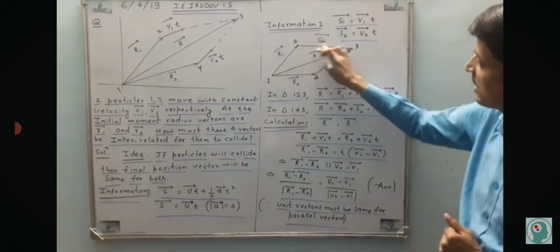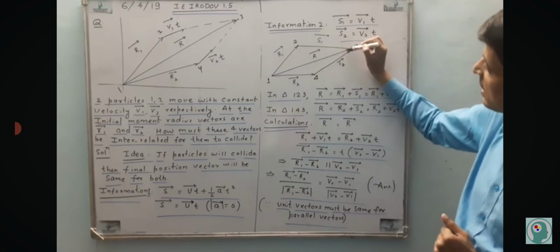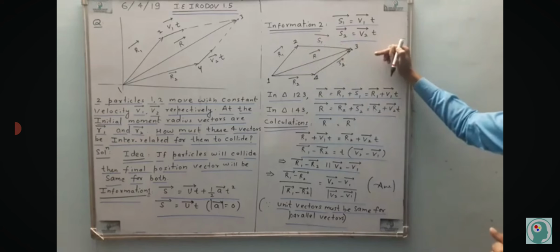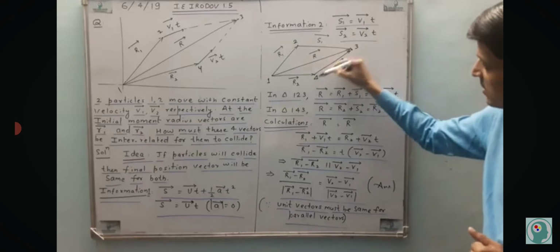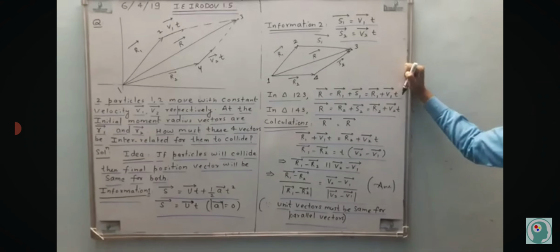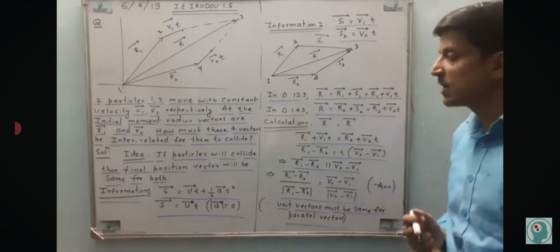So in this triangle we can see that vector r is equal to vector r1 plus vector s1 because of the triangle's rule. And in this triangle we have vector r is equal to vector r2 plus vector s2 because of the triangle's rule. Now let's start with the calculations.